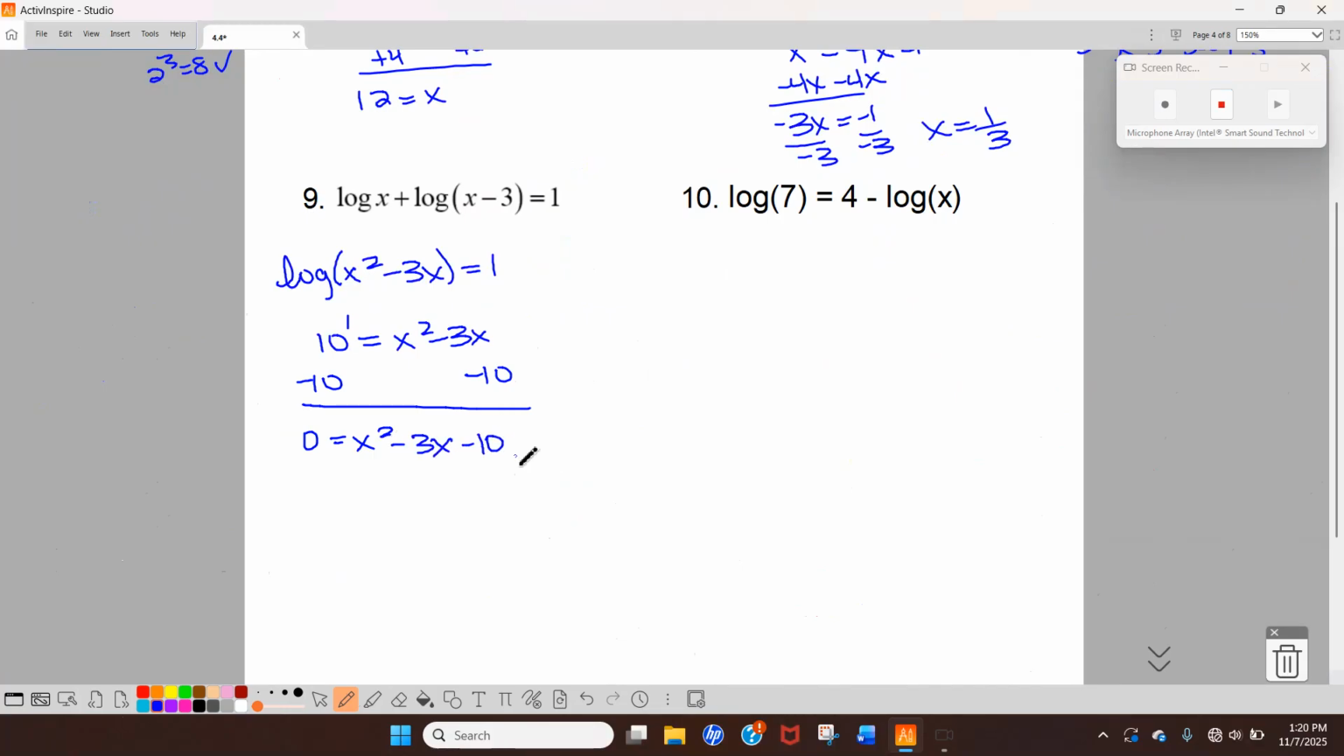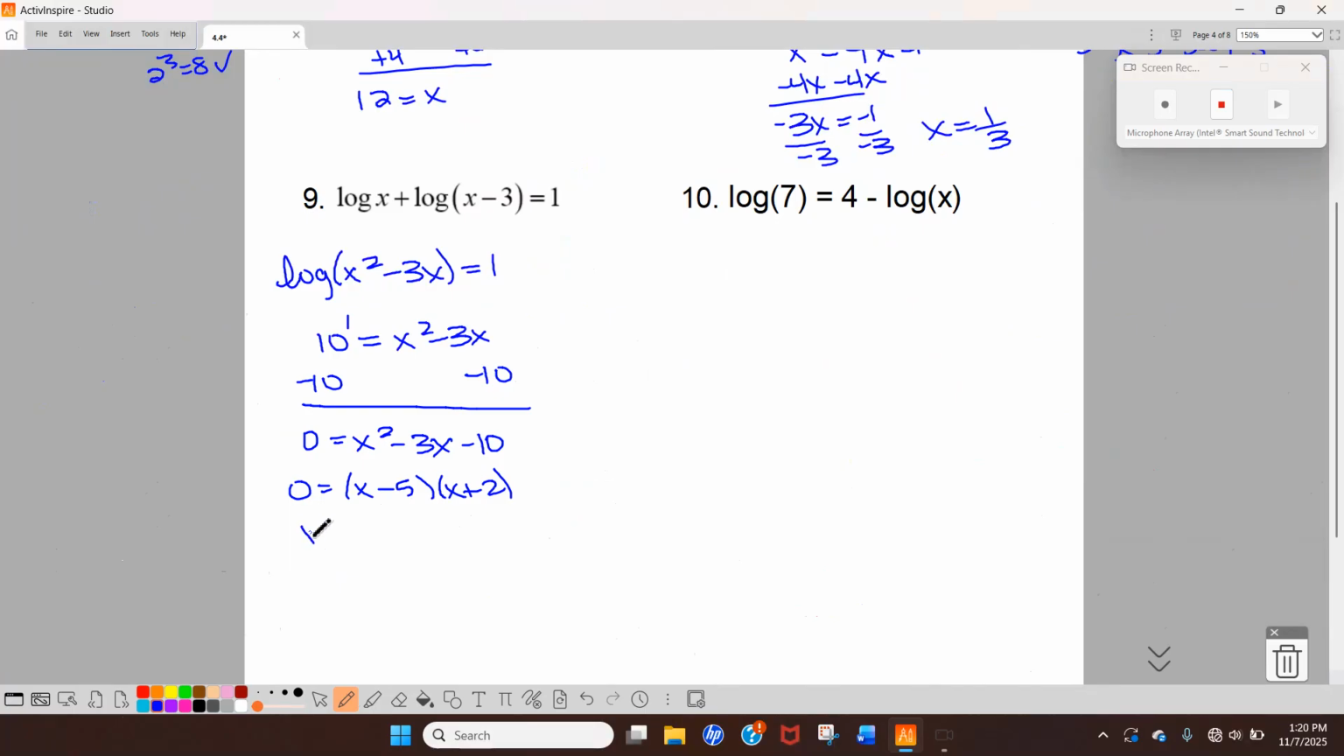Generally, these are going to factor. Occasionally, like in Math Excel or something, they'll be mean to you and it won't factor, but on a test, it should factor. All right, so x minus 5, x plus 2 will work to get us -10 when we multiply, -3 when we add.